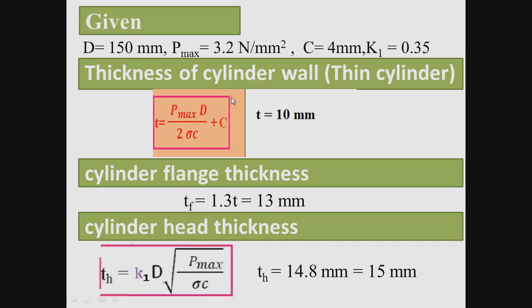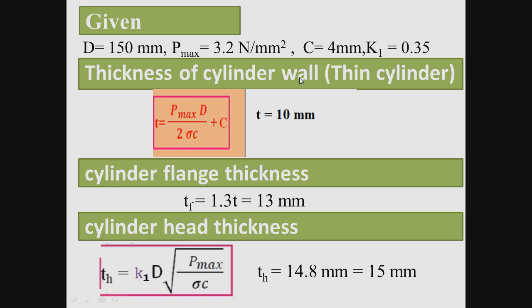So let us solve this problem. First you need to write the given data. D, capital D, the bore diameter, is 150 mm. Pmax, the maximum pressure, is 3.2 Newton per mm square. Reboring allowance, C, is equal to 4 mm, and constant K1 is equal to 0.35.